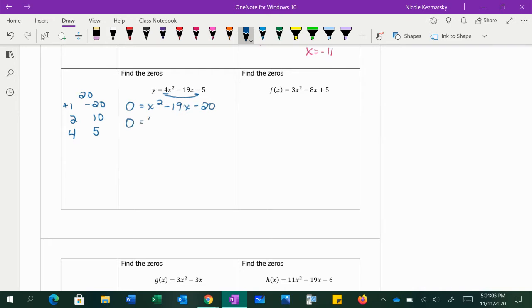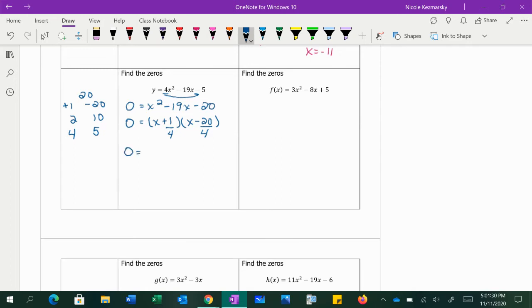So I'm going to go ahead and set up my parentheses with x plus 1 and x minus 20. Remember that we're in the middle of doing slide and divide, so we have to do the divide part. So I'm going to divide by the 4 that I slid in the first step.